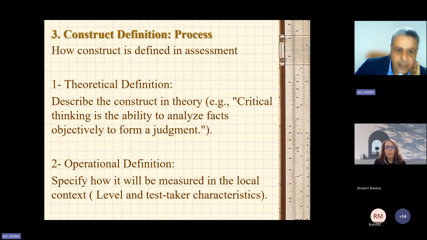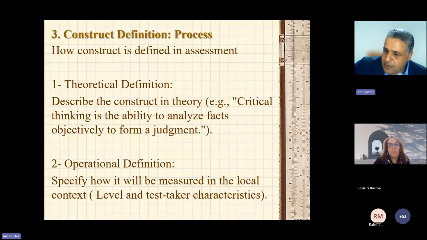For example, critical thinking is the ability to analyze facts objectively to form a judgment. This is the theoretical definition. Reading, for example, is the ability to understand meaning from a written script or written text. If you define reading as the ability to phonologically produce a written script, now you have a completely different definition, and you end up administering a completely different test.